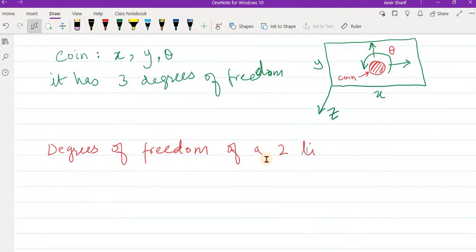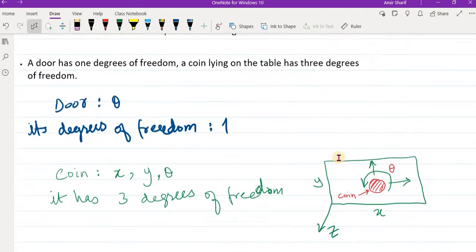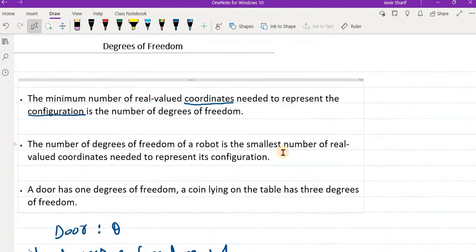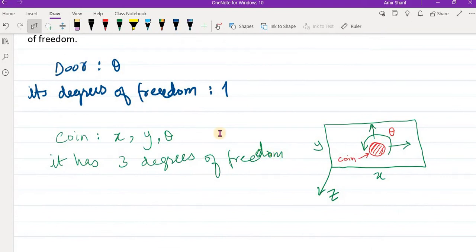So we shall cover this topic in the next slide, so then it will be repetition. Okay, so till here I hope that you understood the concept of degrees of freedom and how we can calculate the degrees of freedom of different objects.